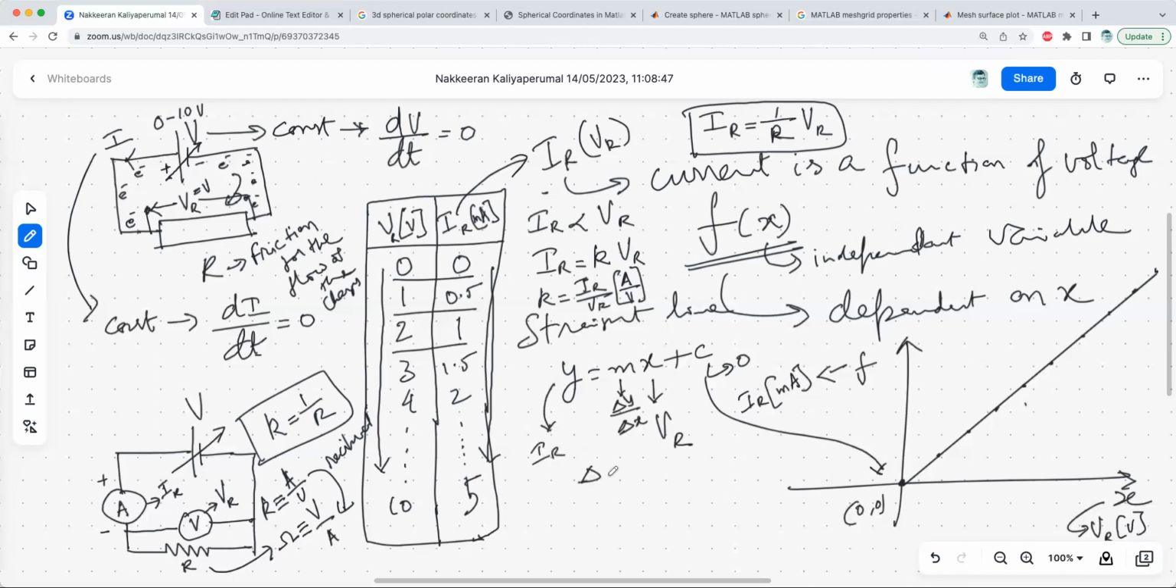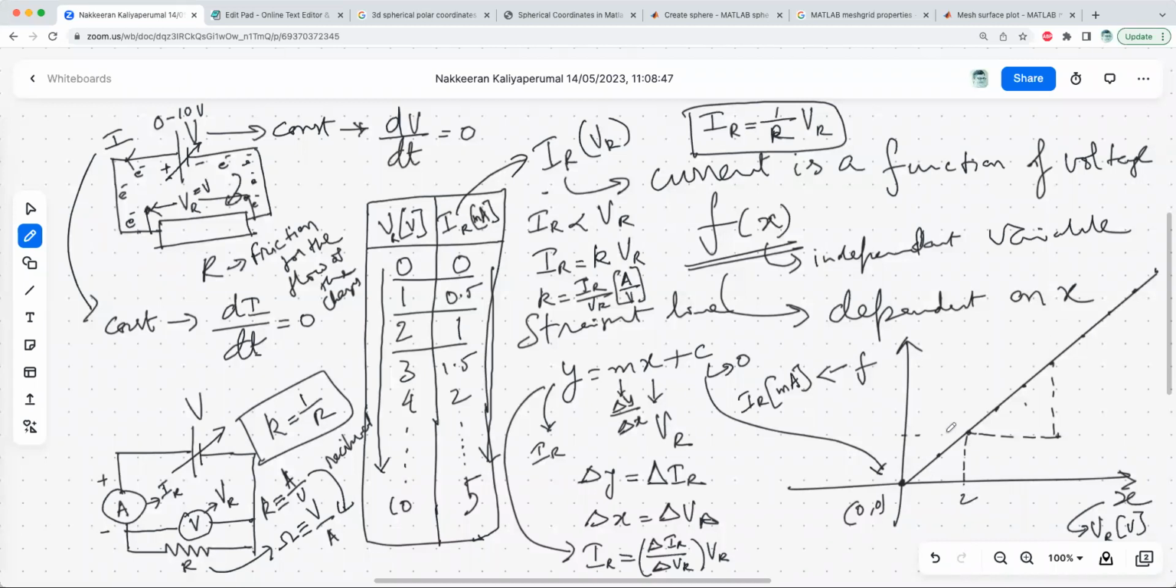So delta y is written in our case as delta IR, and delta x as delta VR. This whole equation now simplifies to IR equals delta IR divided by delta VR, multiplied by VR. This is a graphical way of making the same mathematical model. What is our m? You take any 2 points. For example, when you apply 2 volt, the current is going to be 1 milliampere. And when you apply 5 volt, you are going to get 2.5 milliampere. Is it okay?